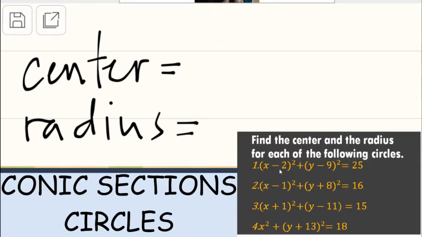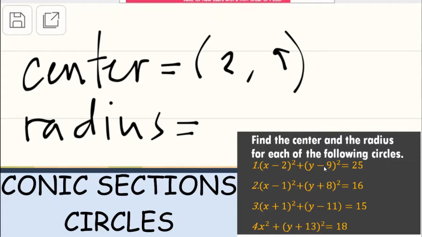So, the H is always the opposite. Always remember, opposite. If it is negative 2, then our H will be 2. And then, if our K here is negative 9, opposite again, so our K is 9. So, simple lang, ganun lang.